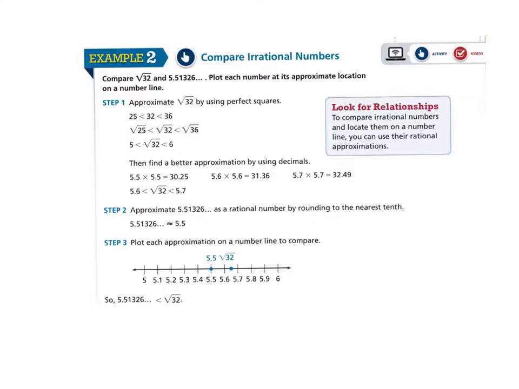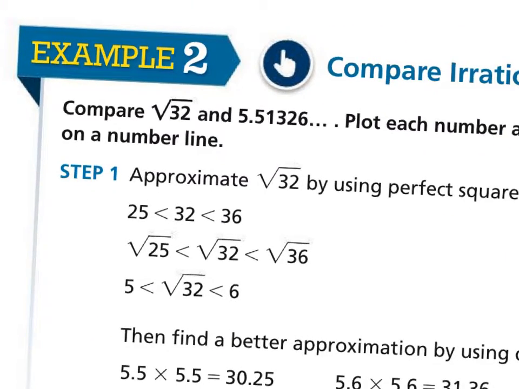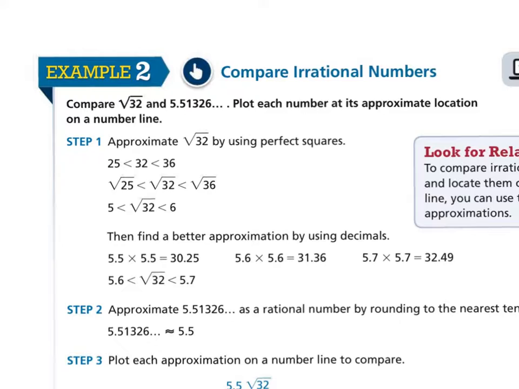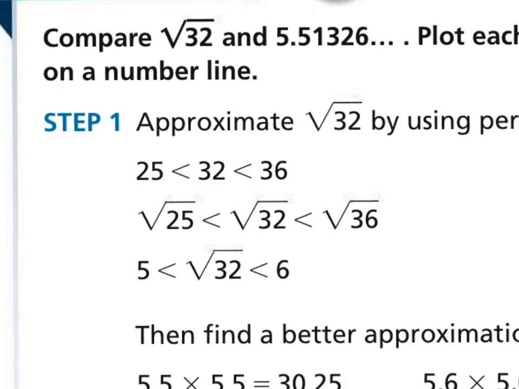So look at example 2. They want us to compare the square root of 32 and 5.51326 and so on. And then they want us to plot the numbers at their approximate locations on a number line. So the first thing they did, kind of like what we did in that Try It a minute ago, is figure out about what this is. Normally I probably wouldn't start with that first step. You're not just going to randomly pick these two numbers. It's fine, but I would just start with the second line.